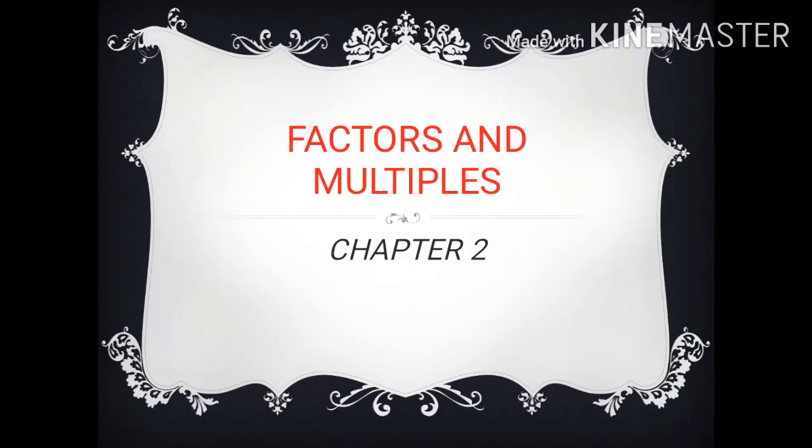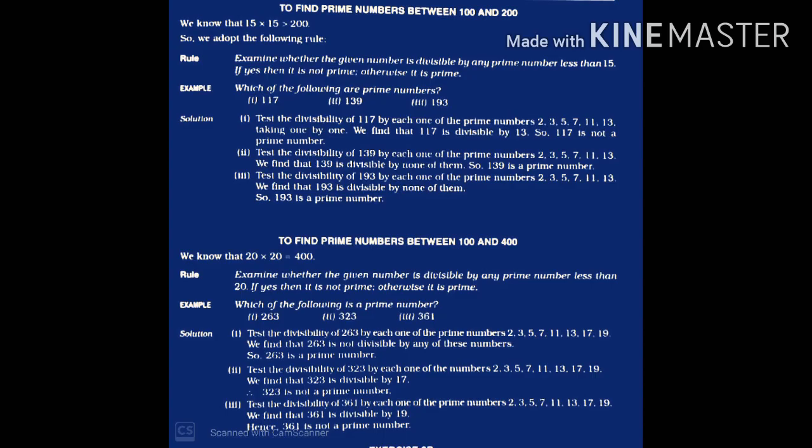Let's start with the next topic of our chapter, factors and multiples. We will learn how to find a prime number between 100 and 200. We know that 15 into 15 is 225, which is greater than 200. So we will be following this rule.